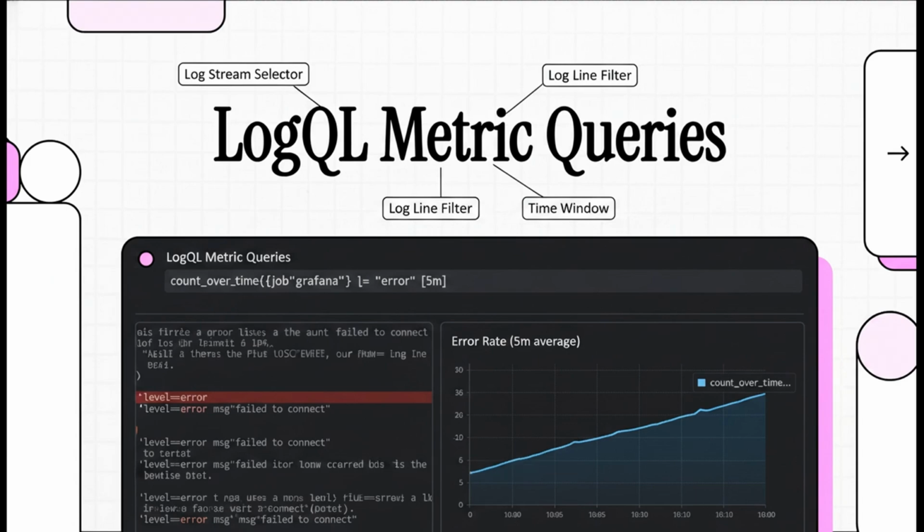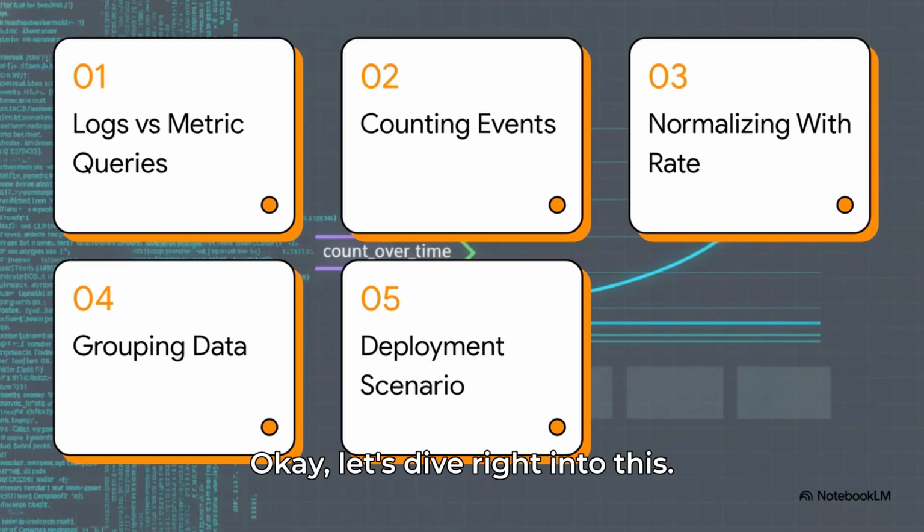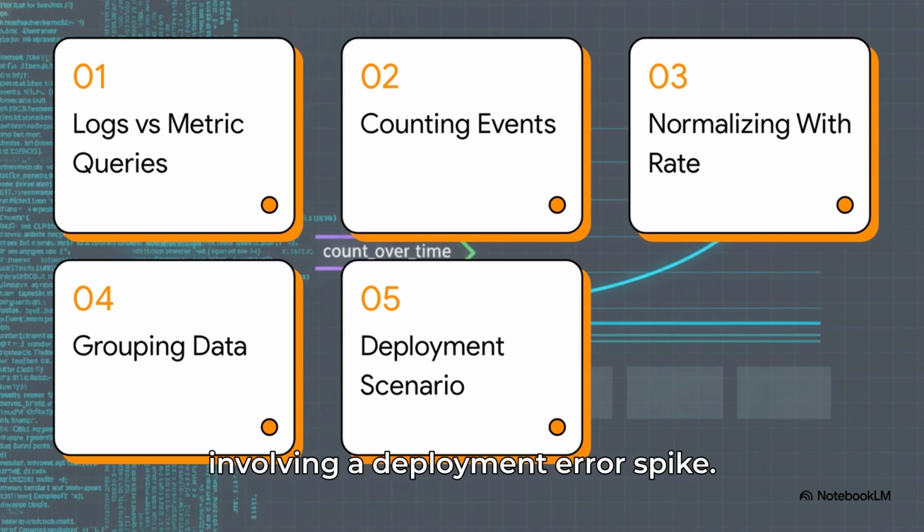Let's get into it. Okay, let's dive right into this. Here's our game plan. We'll start with logs versus metric queries, move into counting events over time, normalizing those with the rate function, grouping data with SumBy, and finally, we're going to put it all together to solve a real-world scenario involving a deployment error spike.